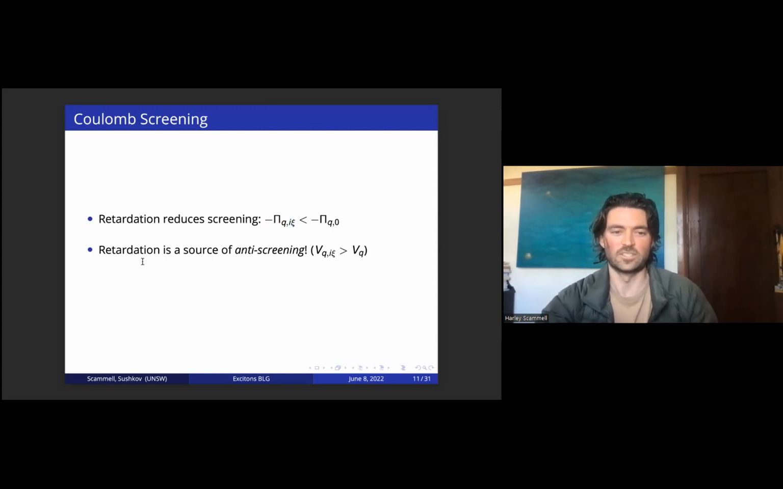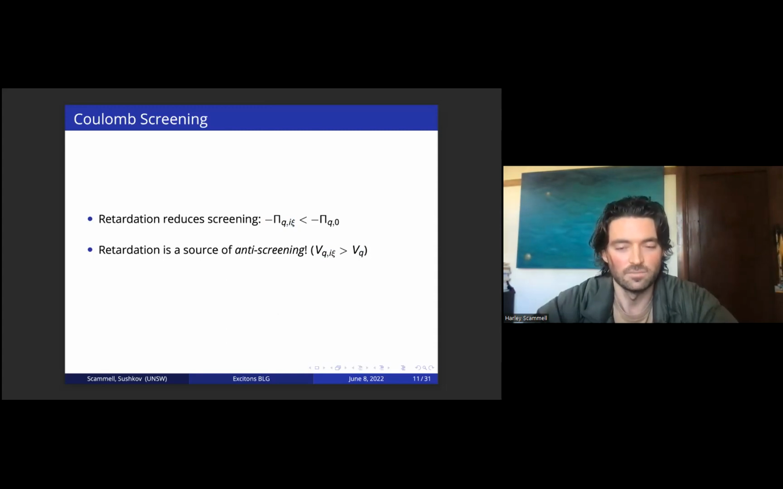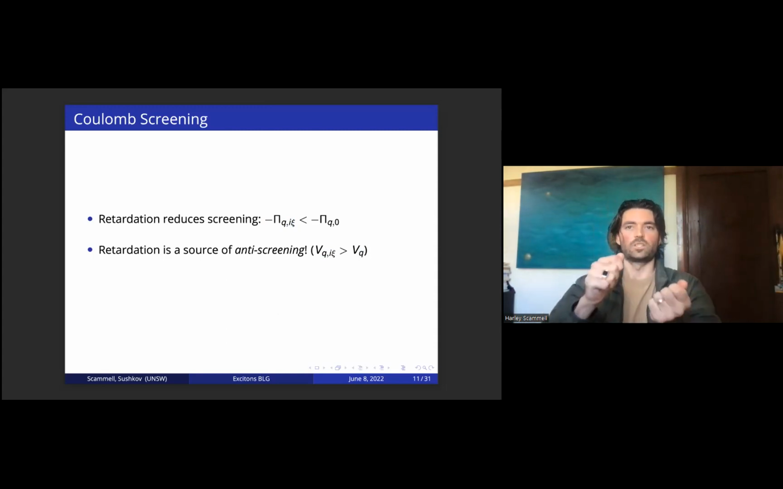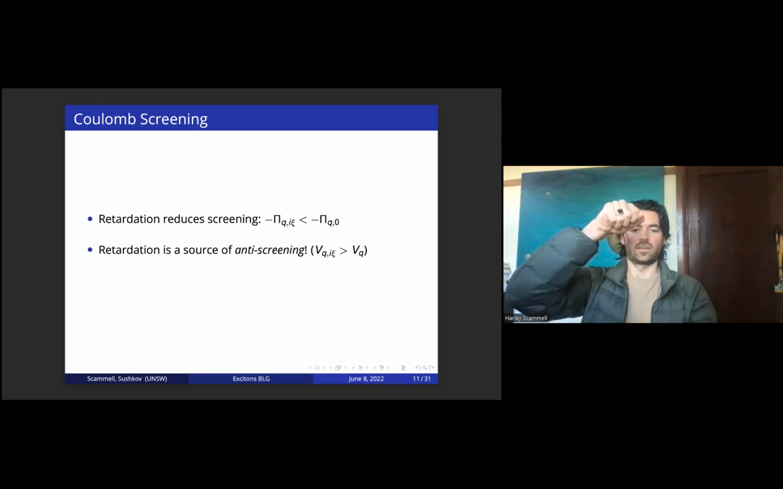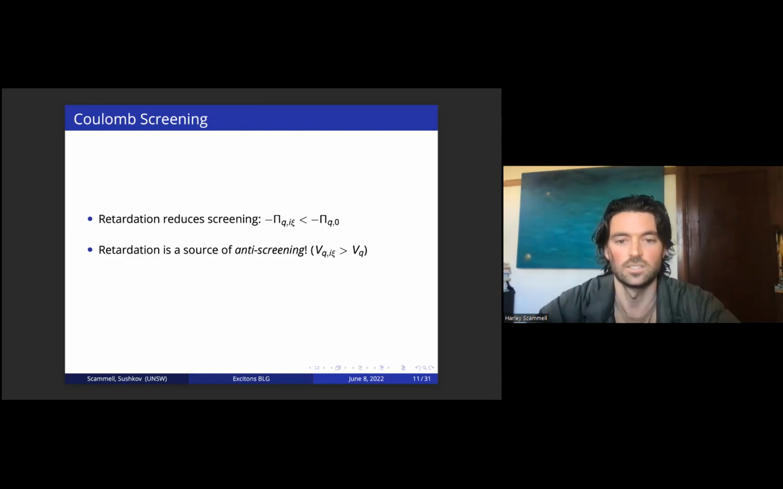So this is a crazy way of saying it, but you could say that retardation is a source of anti-screening, meaning that the retarded potential is stronger than the static potential. Of course, I've just juggled it in a strange way, but there is some physics behind this. Say for the exciton problem, if you have an electron and a hole interacting instantaneously, the potential between them is weaker than if the electron and hole interact at different times. That's what's going on here with retardation. This will kind of be our focus.